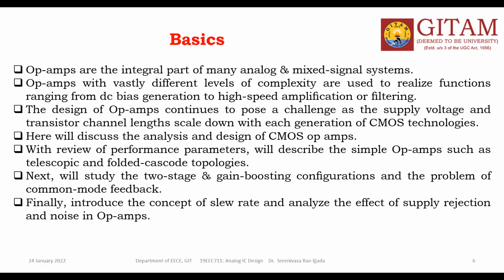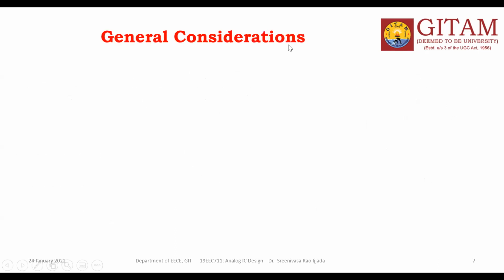At the end of this module, we will discuss the slew rate, what is the importance of the slew rate, the supply rejection ratio, what types of noises there are, and how we can avoid and reduce the noise. Got my point? These are the things we will discuss in the op-amp. Are you understanding? Okay, so now come to the point.